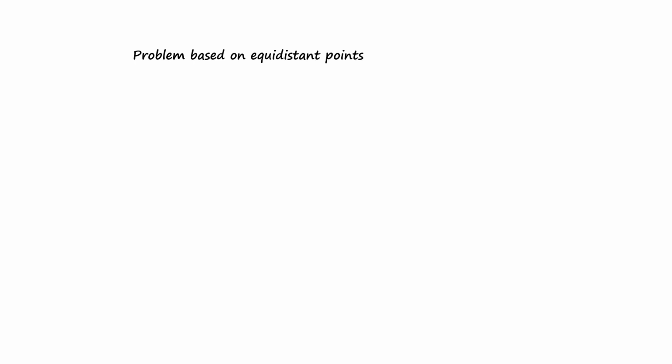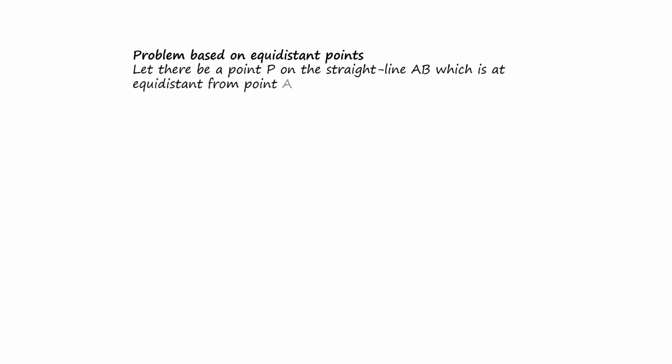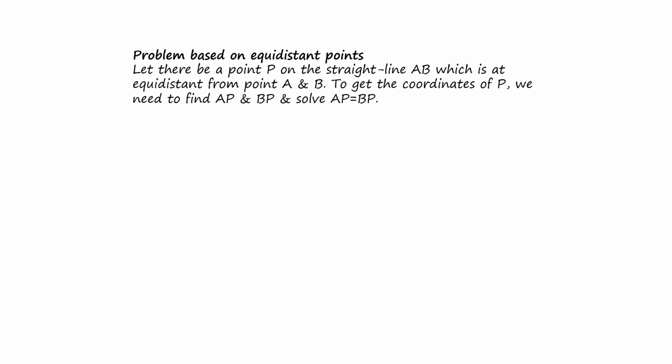Problems based on equidistant point. Let there be a point P on straight line AB which is at equidistance from A and B. To get the coordinates of P, we need to find AP and BP and solve AP equals BP. Let's see through an example.